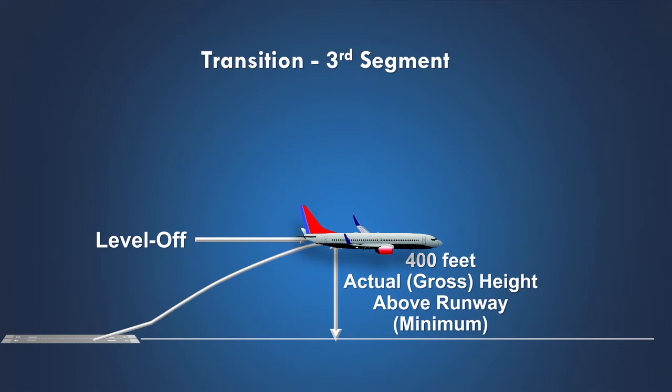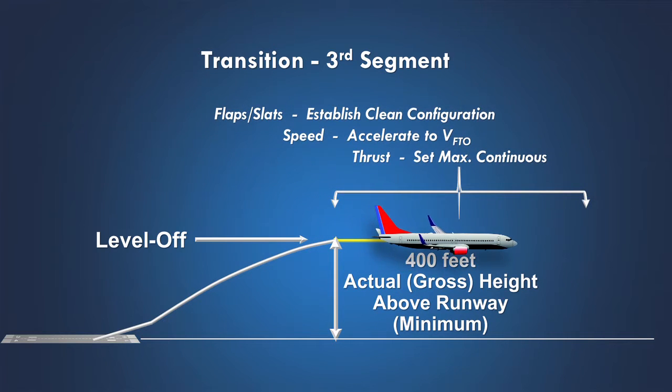Once the airplane has achieved at least 400 feet above the runway surface, the transition segment may begin. During this level flight segment, the airplane is accelerated to flap and slat retraction speed, and then to the final takeoff airspeed. The transition segment ends when the airplane is in the clean en route configuration, at an airspeed of not less than VFTO, and when the remaining engines are set to maximum continuous thrust.